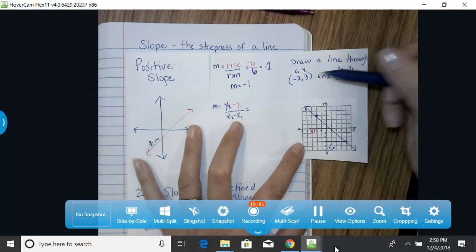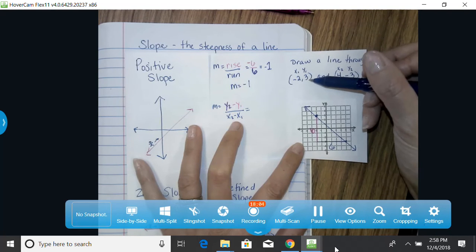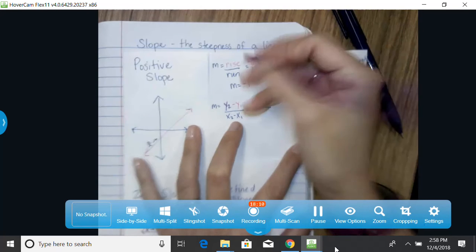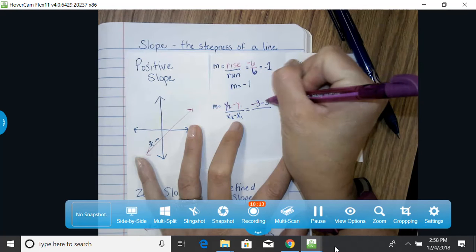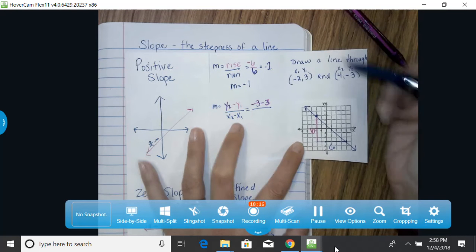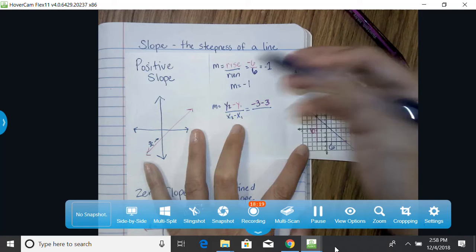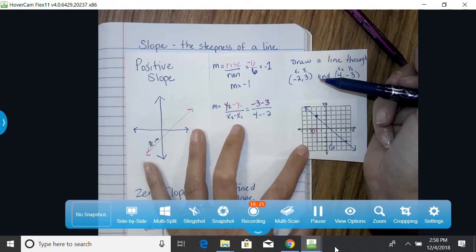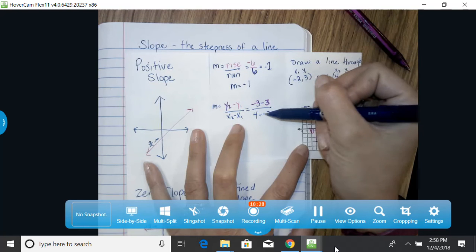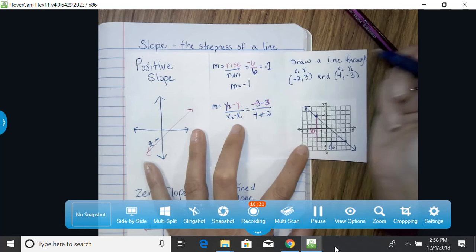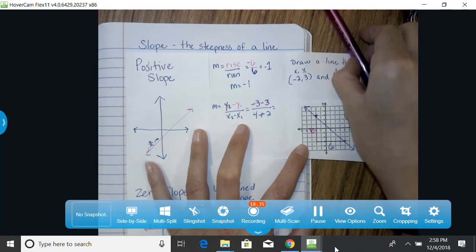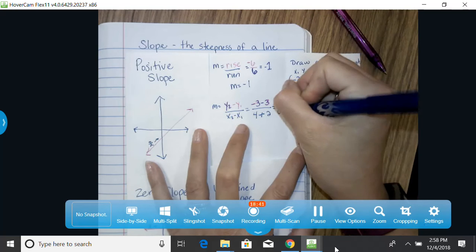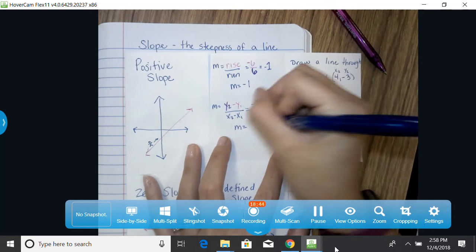y2 minus y1, -3 minus 3. Oh, my color for purpose is falling to the wayside today. Sorry about that. 4 minus -2. This is where our integer rules come in so handy, because a negative minus a negative changes to a plus. -3 minus 3 is -6. 4 plus 2 is 6. My slope is -1.